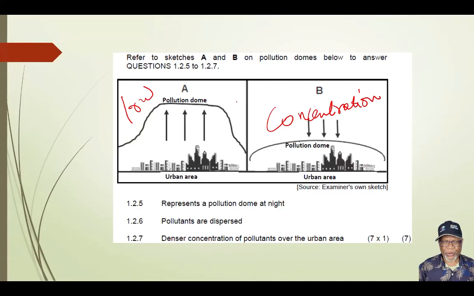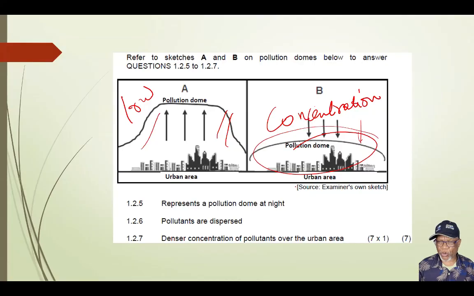Now, let's say they say A and B, you must choose the correct answer between A and B. Represent a pollution dome at night. This will represent the pollution dome at night because the air at night is colder and the air is subsiding. And then pollutants are dispersed. Here it is during the day. So because the pollution dome is higher, the pollutants will be dispersed in the atmosphere. Denser concentration of pollutants over the urban area. So the pollutants will be denser here because they are concentrated over a smaller area.